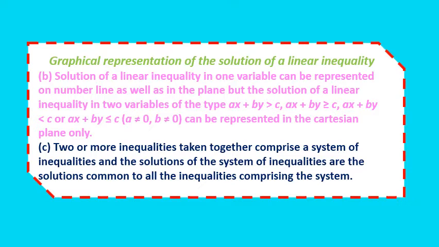And if two or more inequalities are taken together, they comprise a system of inequalities, and the solution of the system of inequalities is the solutions common to the inequalities comprising the system. It simply means we have to plot the linear inequalities on the graph, and the common solution region, whichever region is common between all the inequalities, will be the solution region for the given system of linear inequalities. Clear? So pause and note down these points.